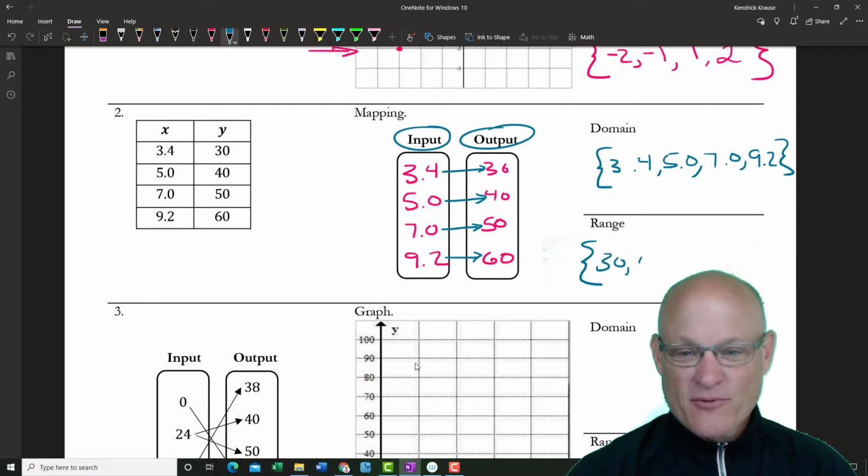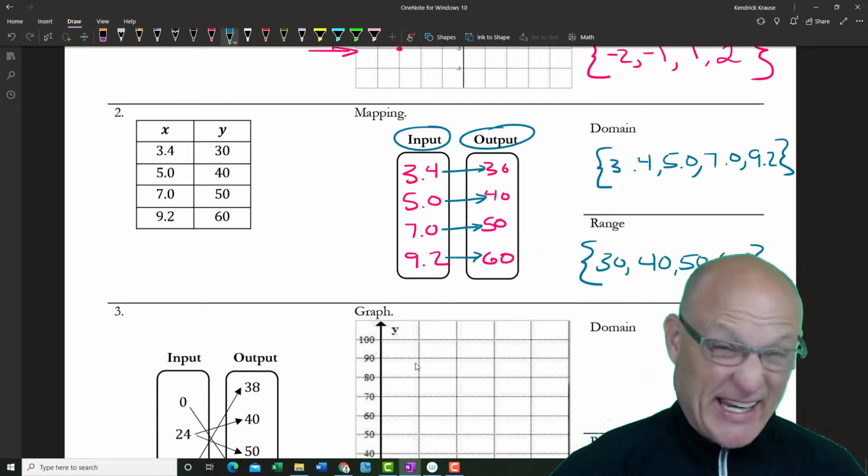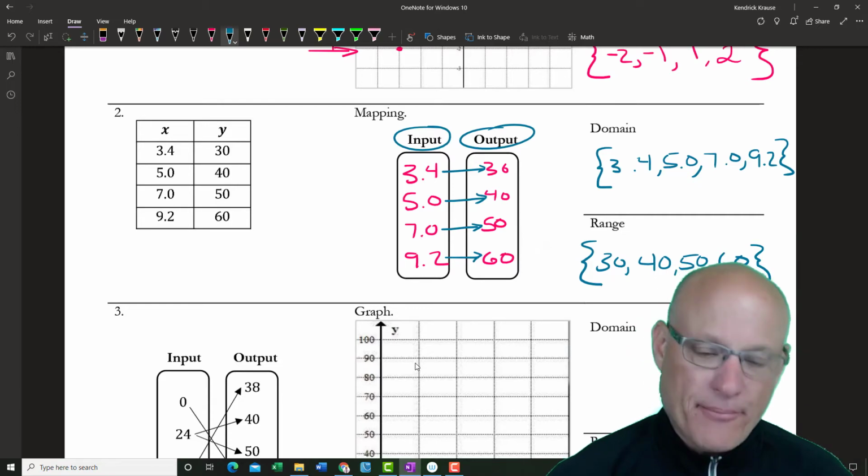30, 40, 50, 60. One of the biggest complaints I get from my students is, I can't make those curly brackets. They look so weird and funky, and I can't do it. Suck it up. You can do it.